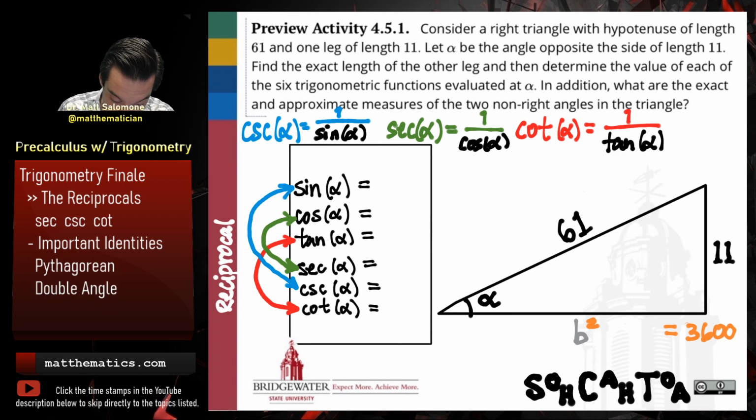If I take the square root of both sides, I'm going to find out that B is going to be plus or minus the square root of 3,600. But of course, the square root of 3,600 is otherwise known as 60. And since B is a length of a side of a Euclidean right triangle, we know that its length is not going to be a negative number. And so we'll just take the positive value, B equals 60. So now we have the length of our third side.